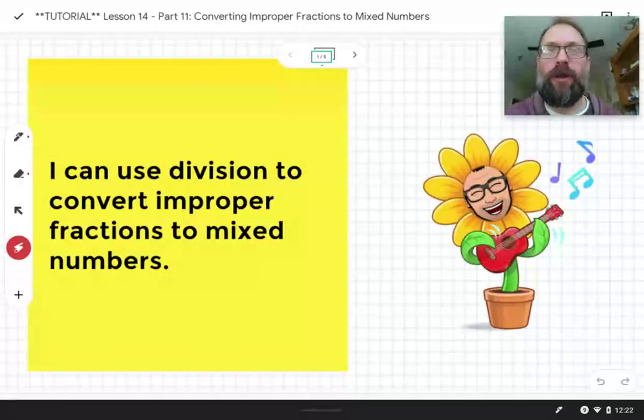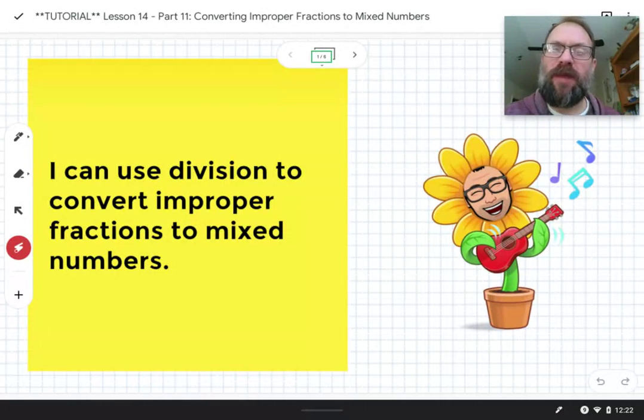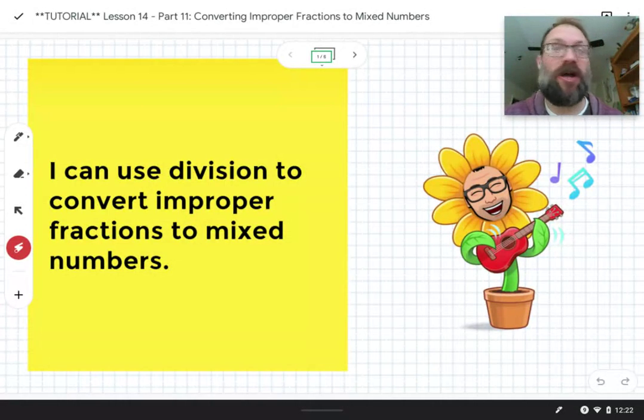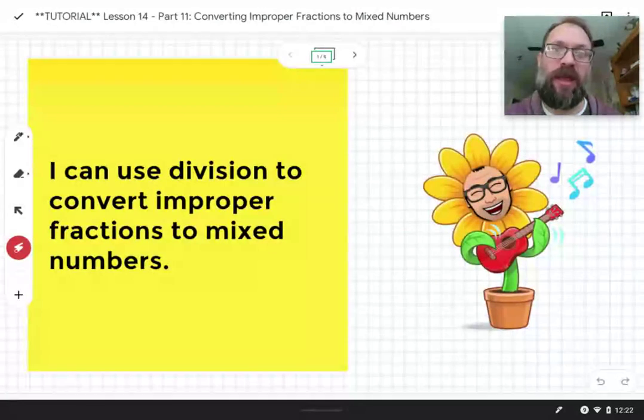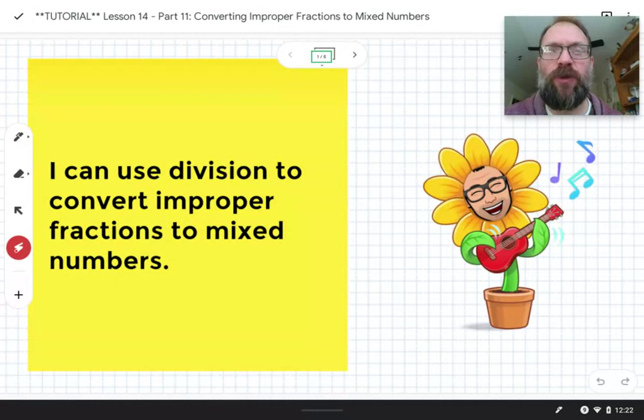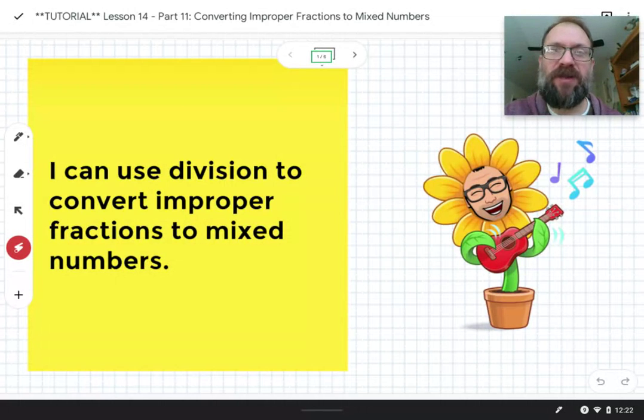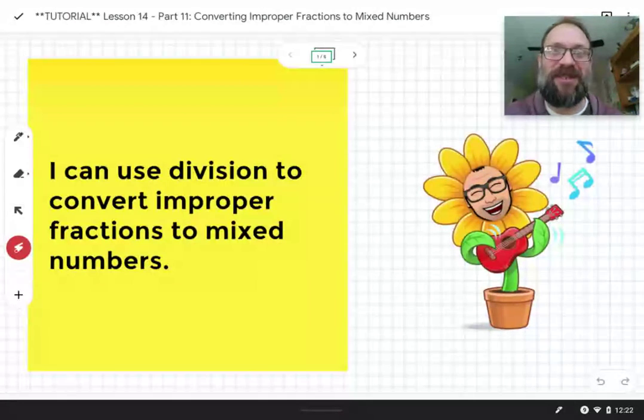Welcome to this tutorial. So you've already watched the Edpuzzle lesson, and if you haven't, go back and do that now. This is not the lesson. I'm not going to teach you anything. I'm just going to do a couple of examples with you to provide you some more assistance. All right? So go to the Edpuzzle if you haven't done it. If you have done it, let's get started.